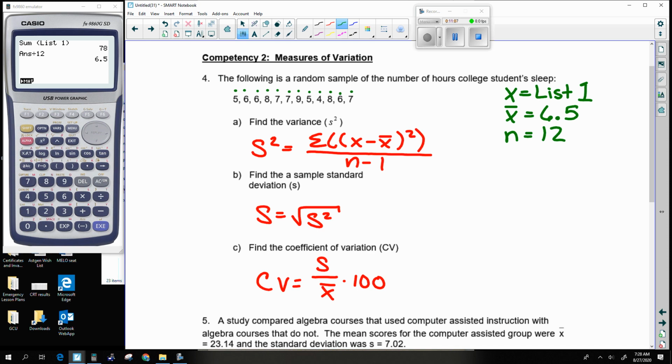All right, on to the variance. I can pretty much type this straight up into my calculator to get that numerator answer. So that's going to be the sum of (x, which is list 1, minus x bar, which is 6.5) squared. That comes out to be 23. All right. The denominator is n minus 1, so that's going to be 11. 23 divided by 11 is 2.0909.